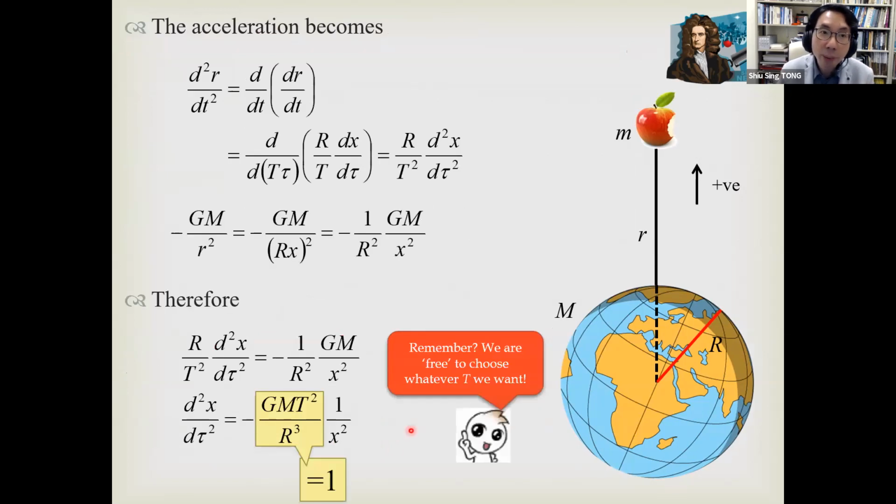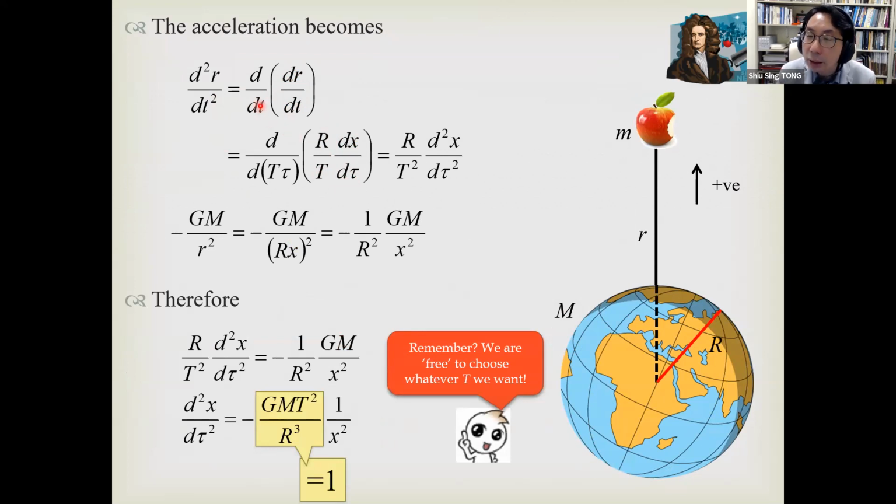Okay, and how about the second derivative? Well, the second derivative is the derivative of the velocity. So it's d dt of dr dt. But we know that dr dt, as before, can be expressed as big R over T dx d tau, right?